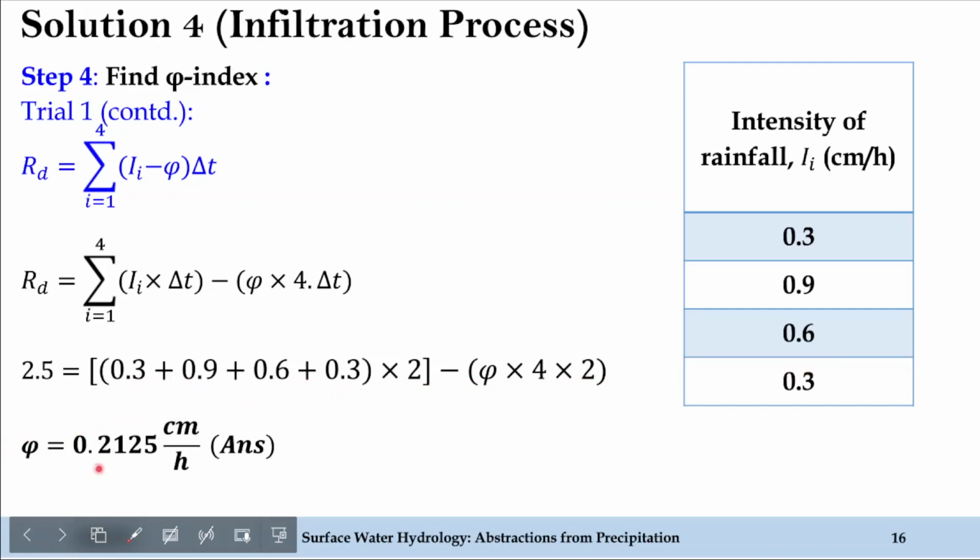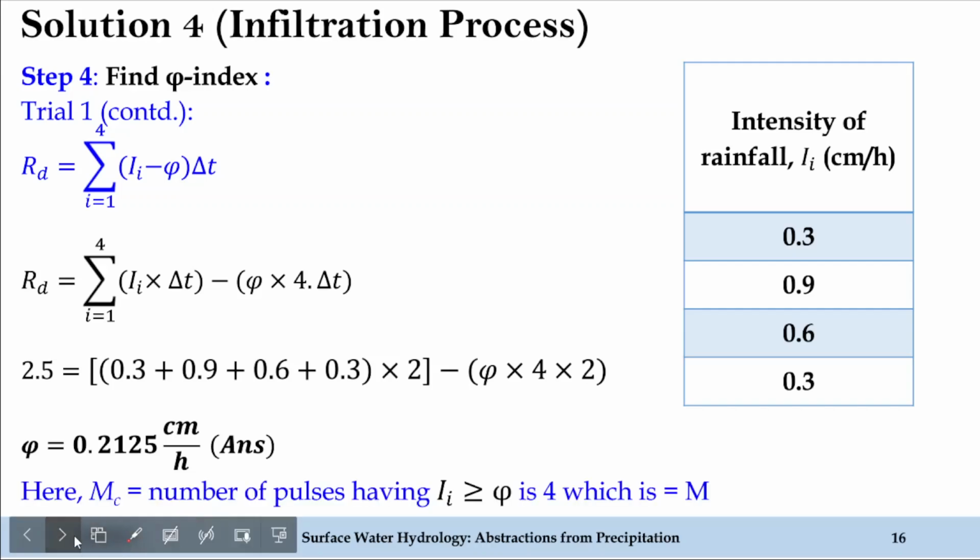If you solve this equation, you will get phi as 0.2125 centimeter per hour. This is considered the final answer. Why? Because this phi value is smaller than all the values provided here. There is no need of conducting trial number 2, because the phi we obtained, 0.2125 centimeter per hour, is the lowest value among all these values. Here MC, the number of pulses having I greater than or equal to phi, is 4, and this is equal to the number of pulses that we selected, that is m equal to 4. Both values match, so there is no need of further iteration, and trial 1 provided the final response, that is phi equal to 0.2125.